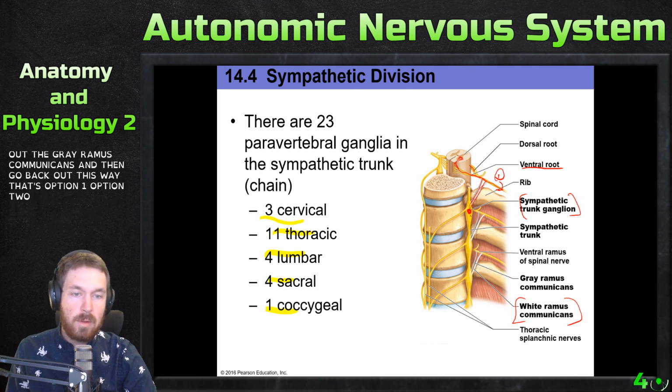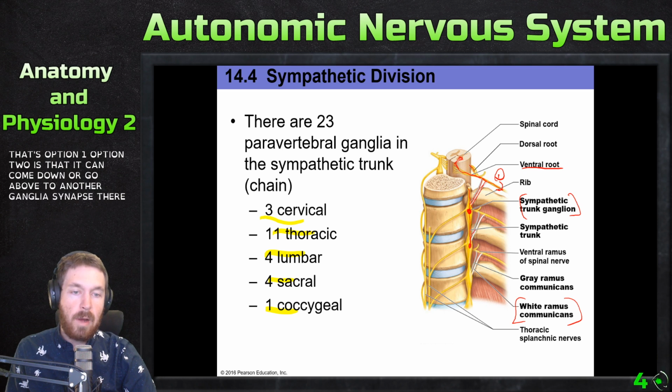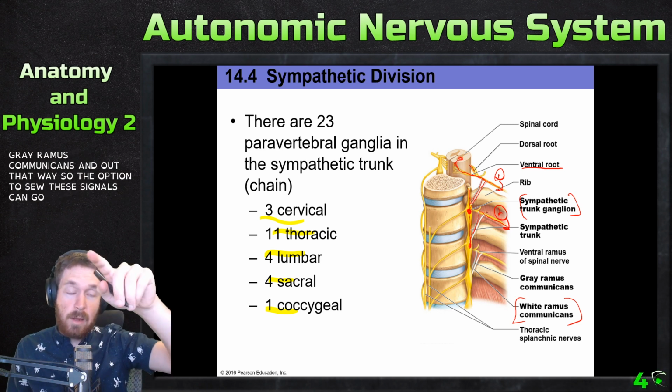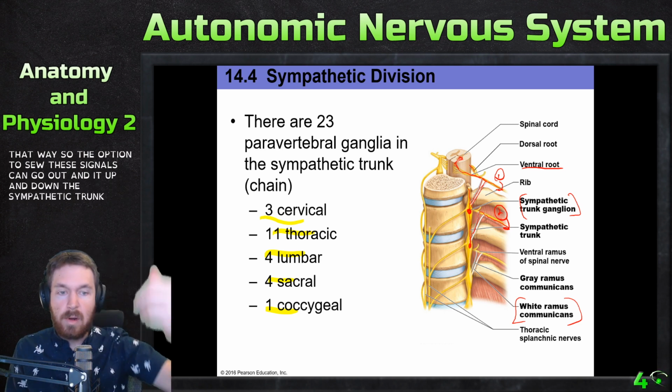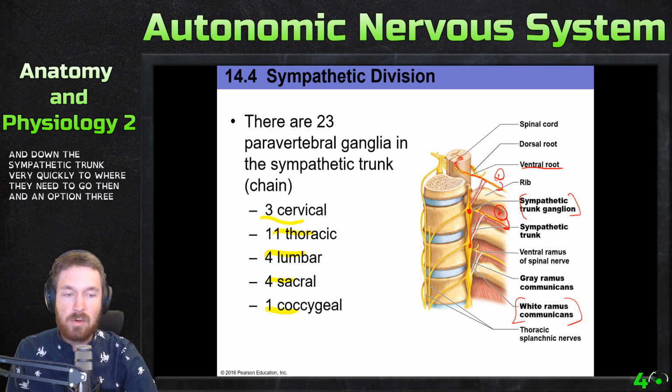Option 2 is that it can come down or go above to another ganglia, synapse there, and then go out the gray rami communicantes and out that way. So that'd be option 2. So these signals can go out and then up and down the sympathetic trunk very quickly to where they need to go.